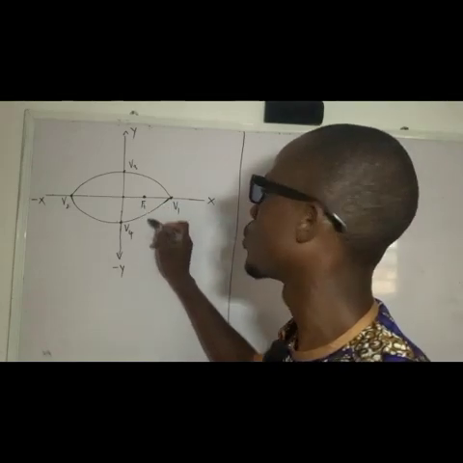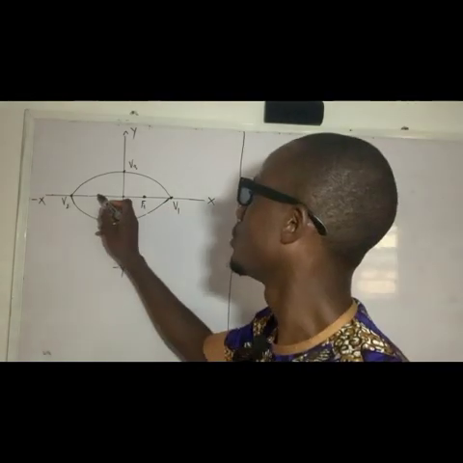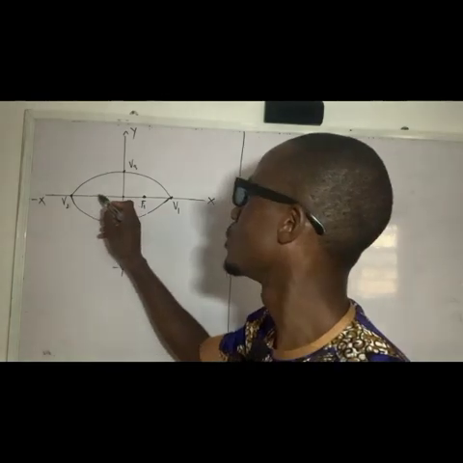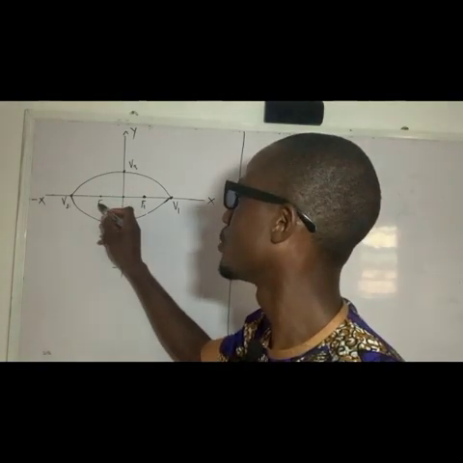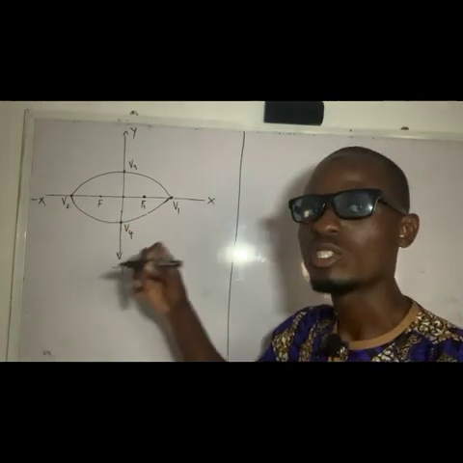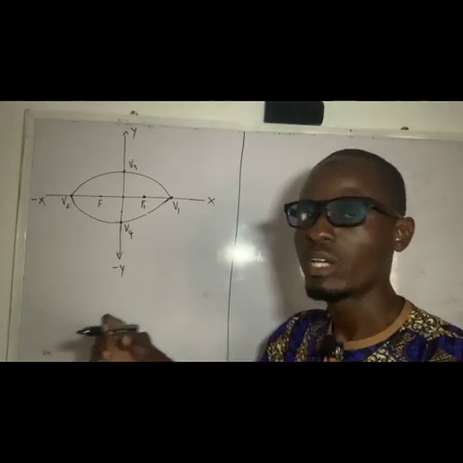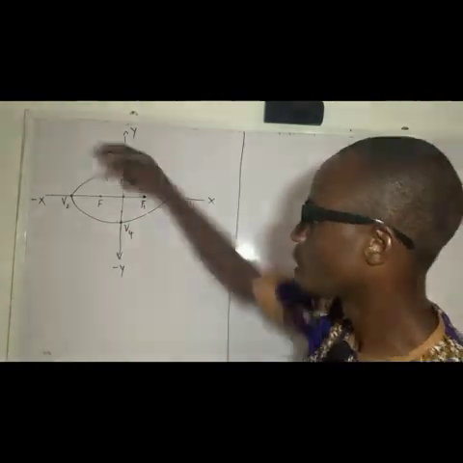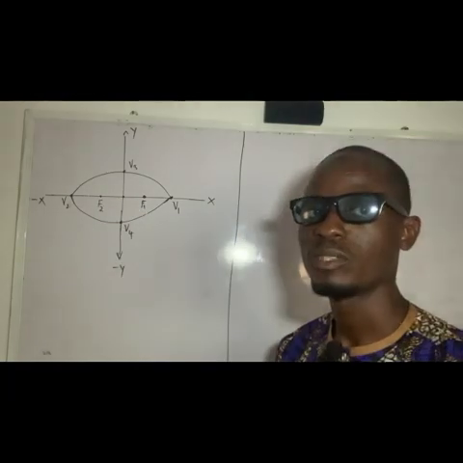So I call that focus 1. Then you have two foci, so this is the second one here. Now, when a body is moving to form an ellipse, the sum of the distance of that body from these two fixed points is constant.